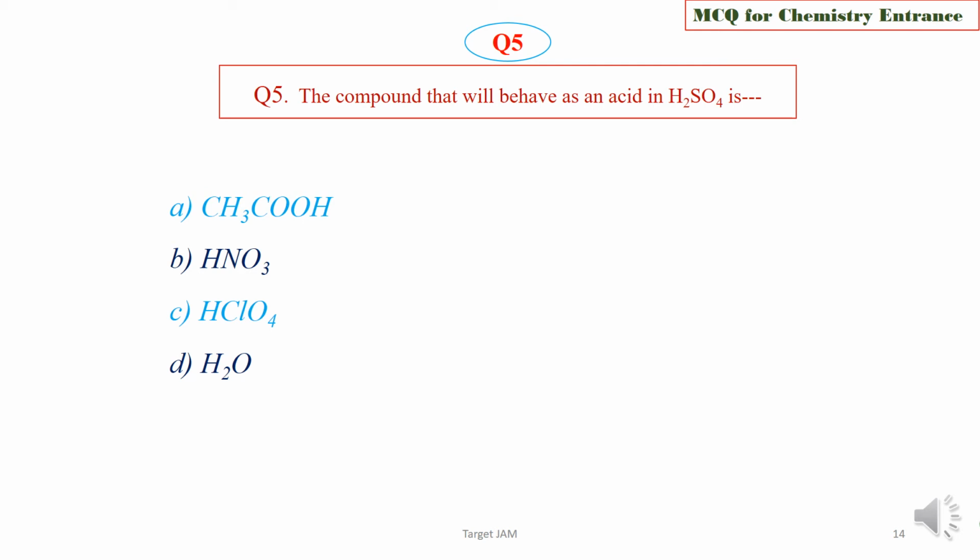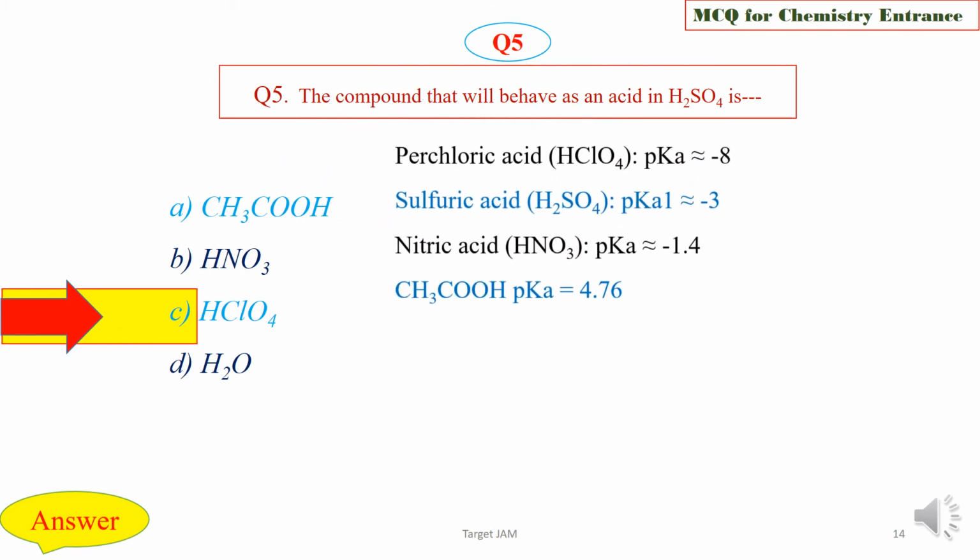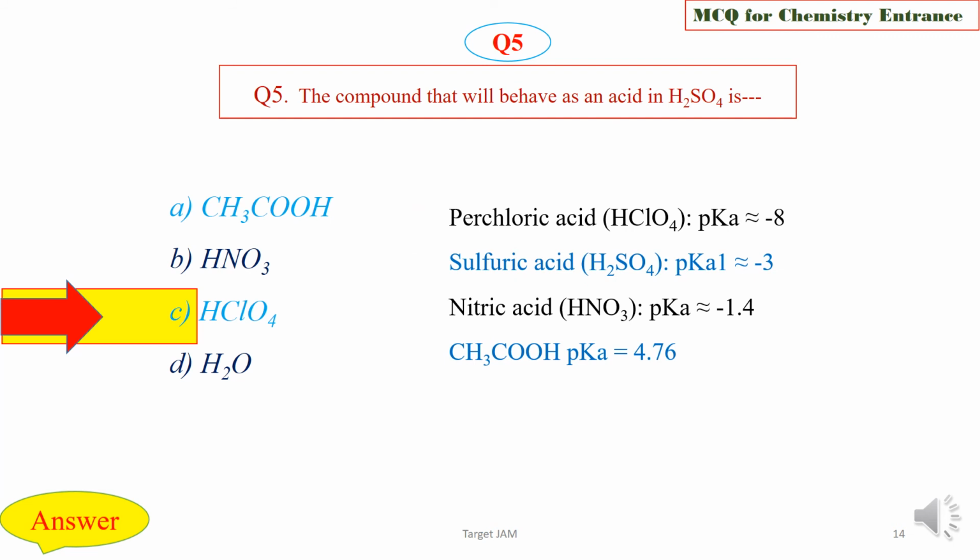Choose the correct option, and we are now going to check the answer key. The right option is option C, that is HClO4 will behave as an acid in H2SO4. See, the pKa for perchloric acid is -8, so it is much stronger than sulfuric acid. So with respect to sulfuric acid, only perchloric acid will behave as an acid.